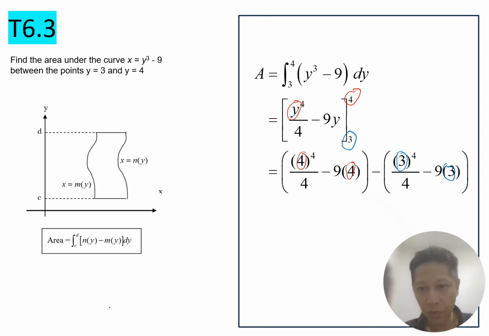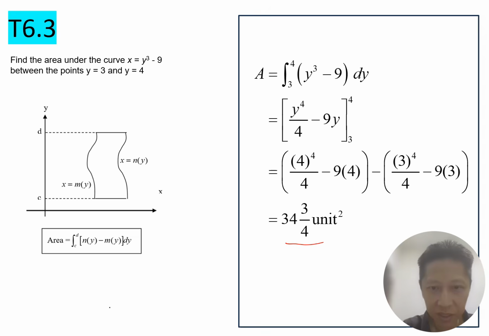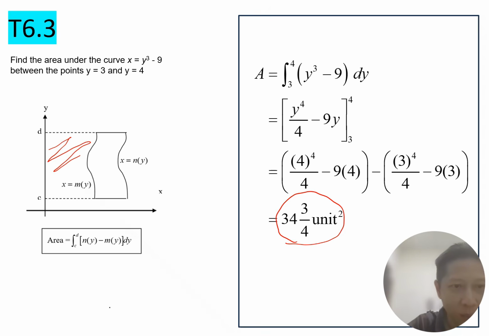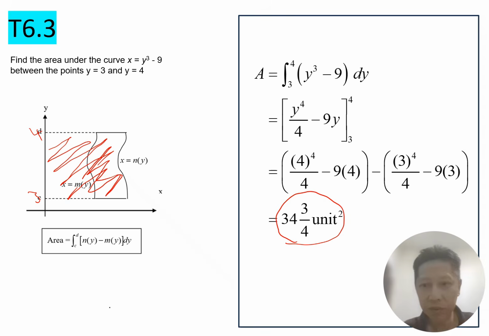So we put everything into the calculator or write it manually. At the end, this is the area bounded by the one function only, from y equals 3 until y equals 4.